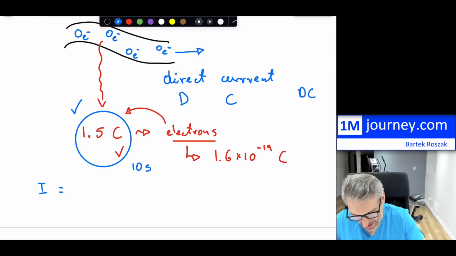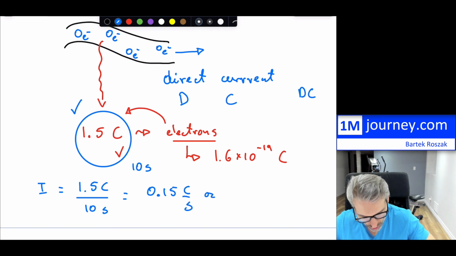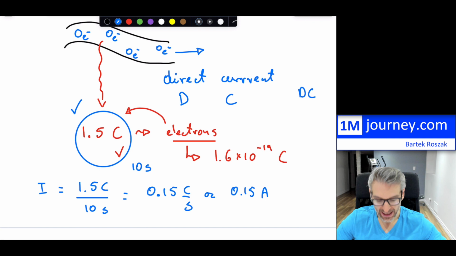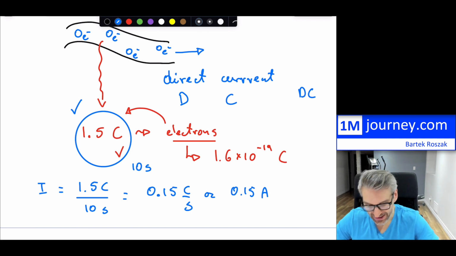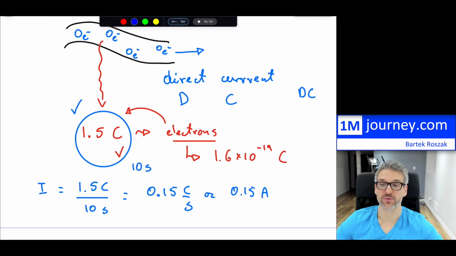Well, you would go back and take the charge. It's 1.5 coulombs. You would divide it by 10 seconds, and you would have gotten 0.15 coulombs per second, or, moving forward, you're going to start to see, this is going to be 0.15 amps that's actually flowing through. And notice that it's positive. I did not put a negative here, although obviously I am talking about charges with respect to negatives.